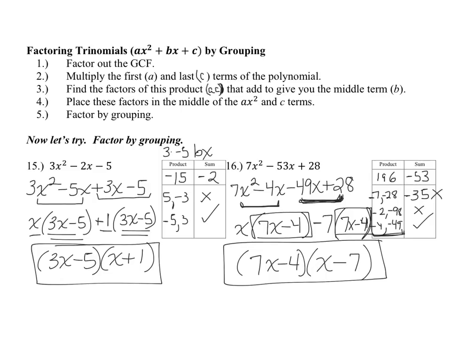There really wasn't a lot of trial and error there. You're just looking for two things that multiply to give you whatever a times c is and add to give you whatever bx is, or the b term is. All right, let's move on.